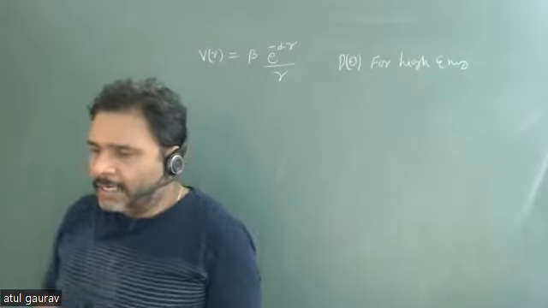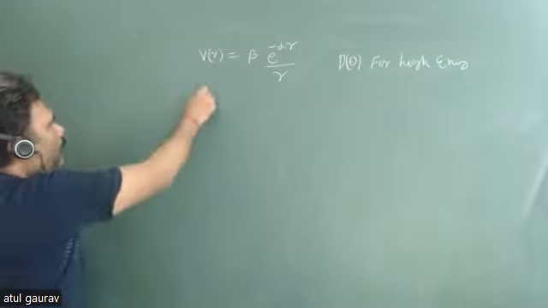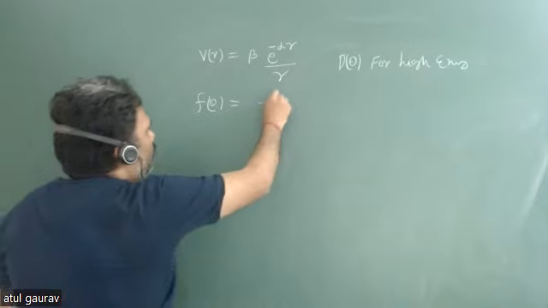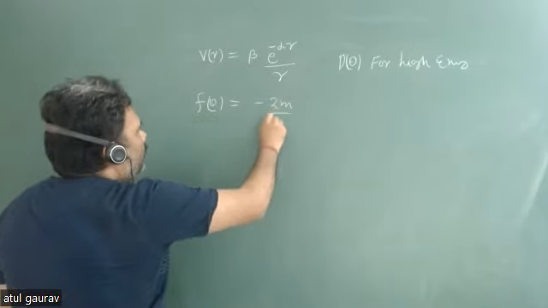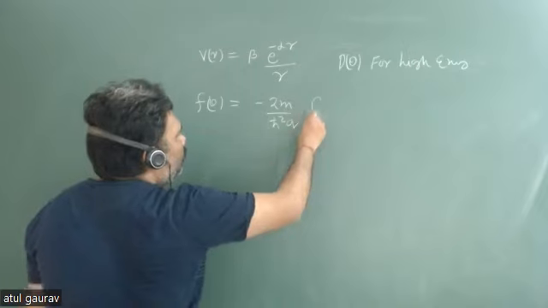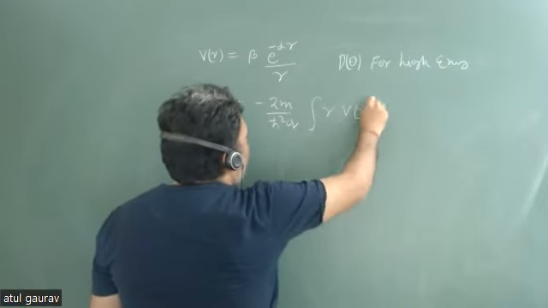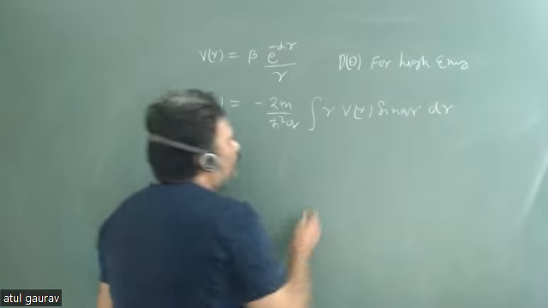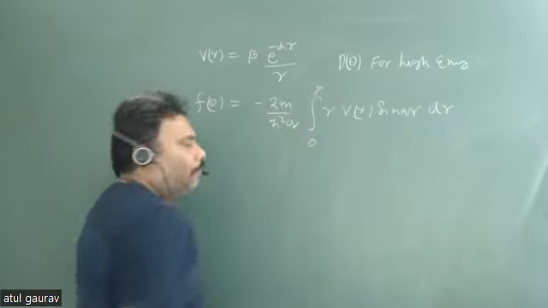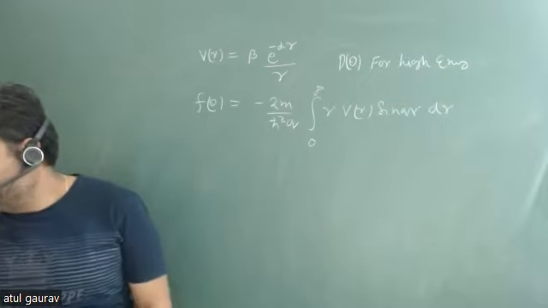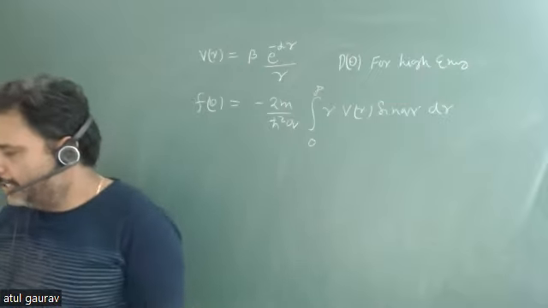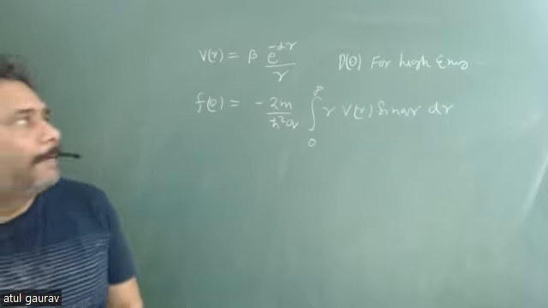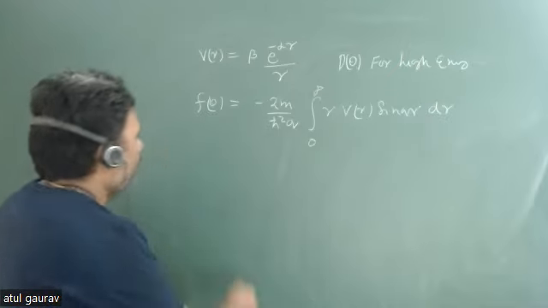Now, for the high energy, what is my f(theta)? बताइए क्या है f(theta)? Minus 2m/ħ² ∫ r V(r) sin(qr) dr, and we have to go for all possible values of r. यही फॉर्मूला है ना? जस्ट टेल मी, चेक करो ठीक लिखा हूं, ठीक है ना? ओके. नाउ व्हाट इज माय पोटेंशियल?